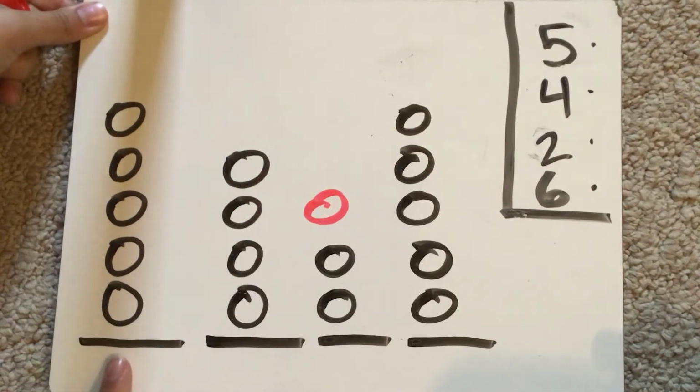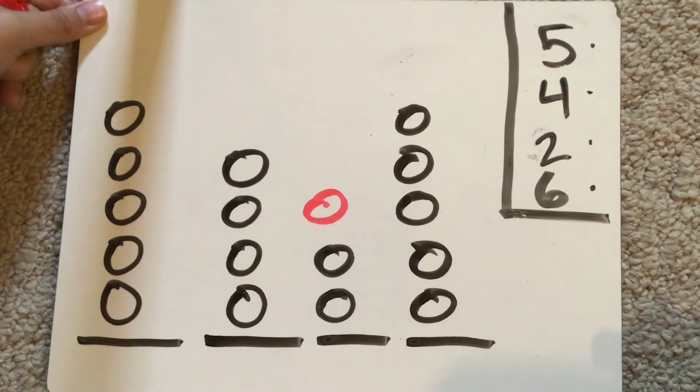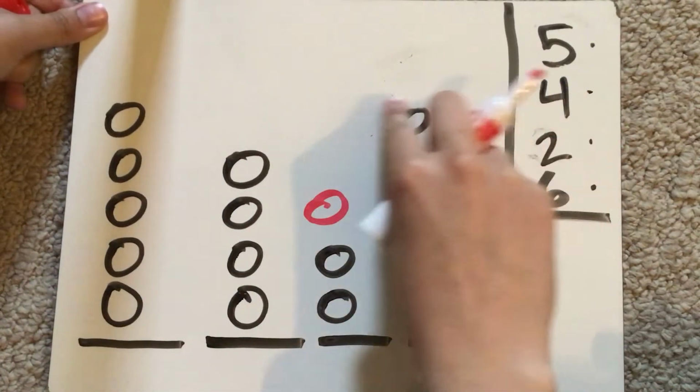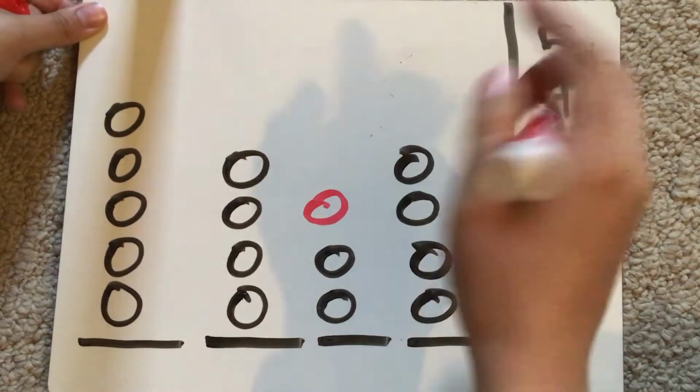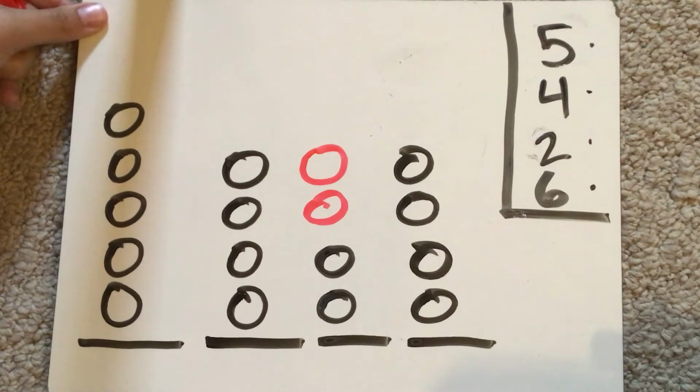So this row has 5 circles, 4 circles, 3 circles, and 5 circles. So I can take from either of the ones that have 5. I'm just going to keep going with the row that I was just using. So I'll erase 1 and add it to my row that has the least. So now I have a row that has 5, 4, 4, and 4.